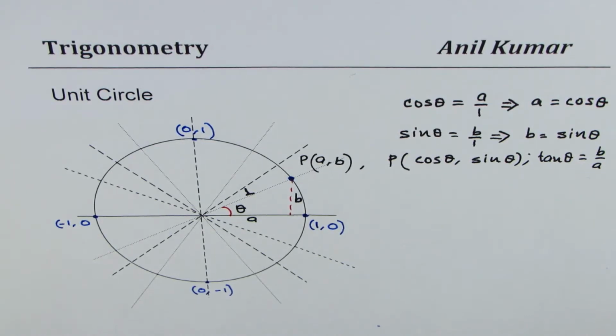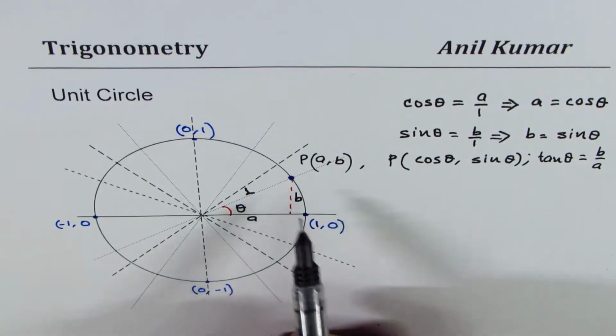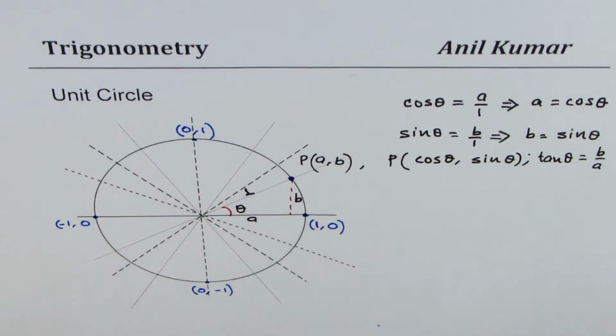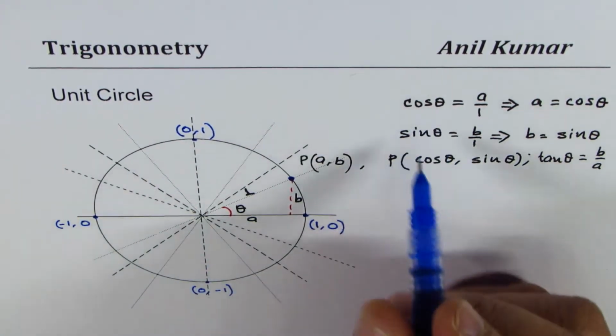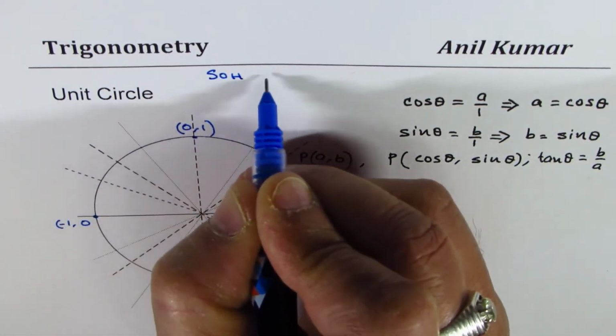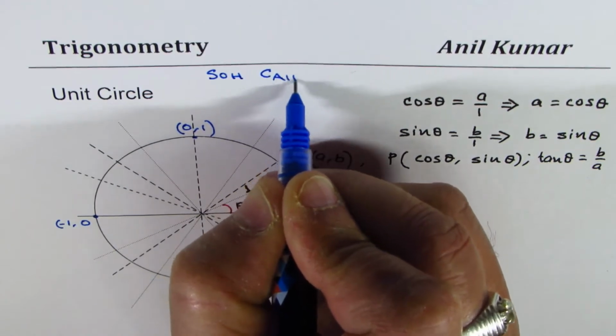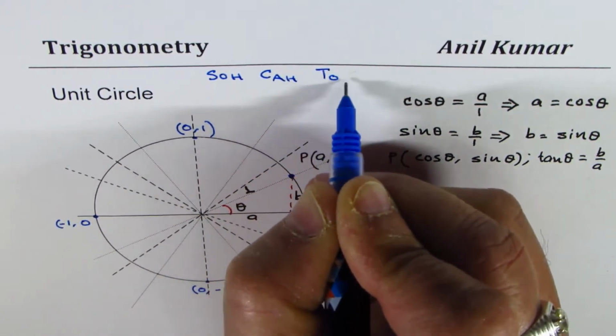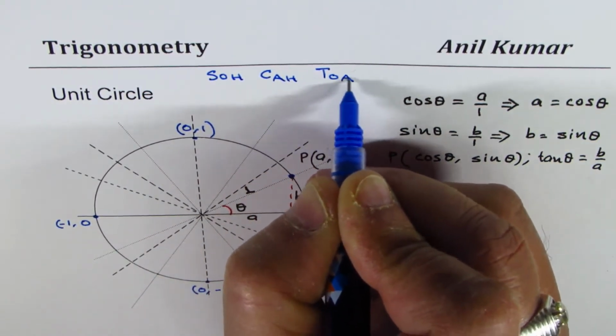So this is one concept which you need to understand. Now, let me write down SOHCAHTOA over here, which helps you to remember what is sine, cosine, and tan, right? So sine is opposite over hypotenuse, cosine is adjacent over hypotenuse, and tan is opposite over adjacent side. Perfect.